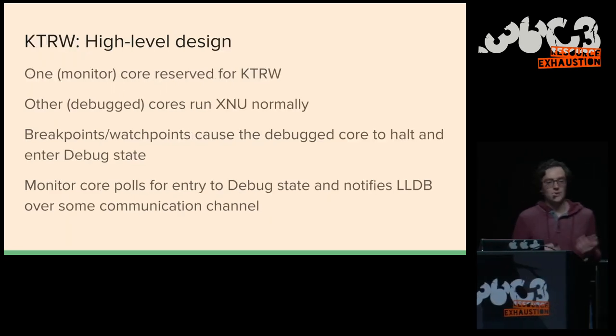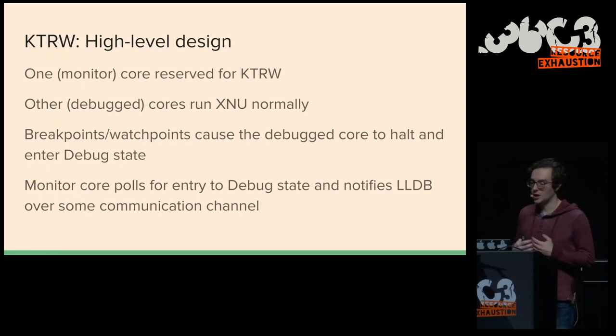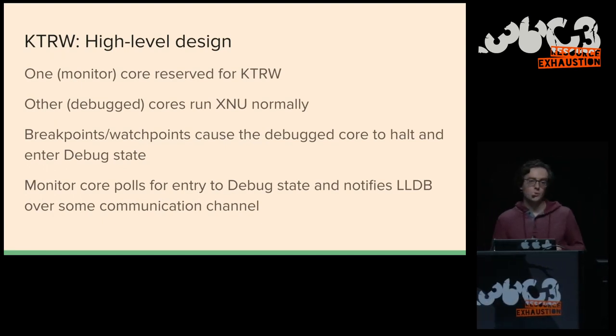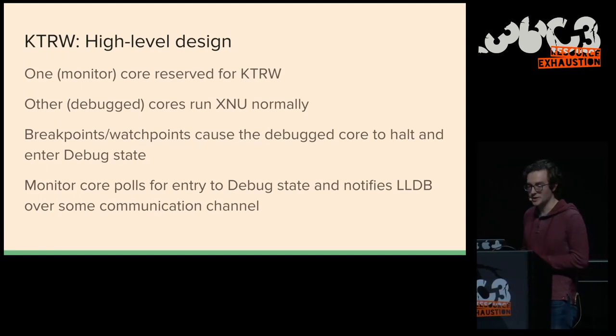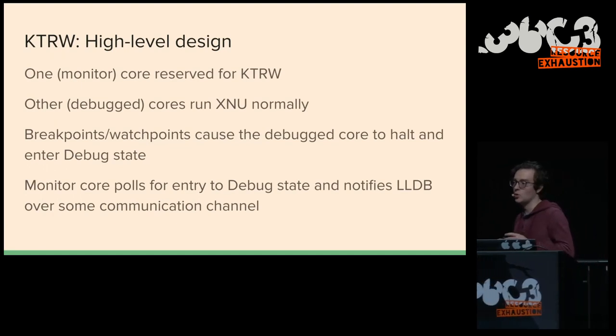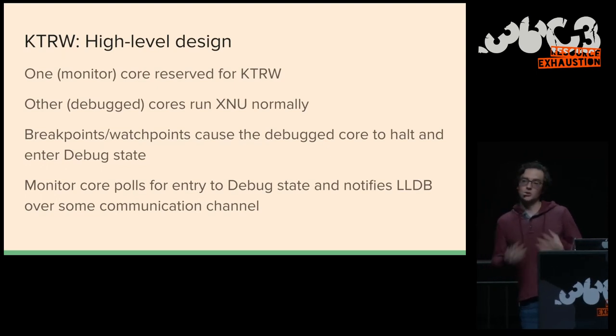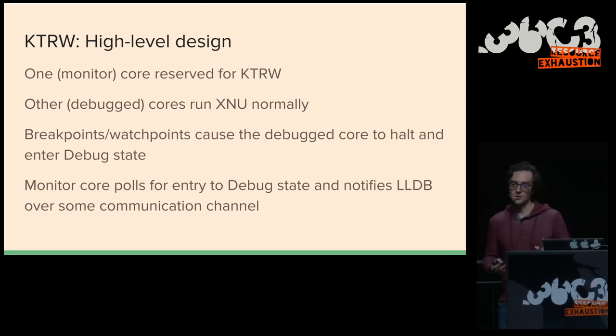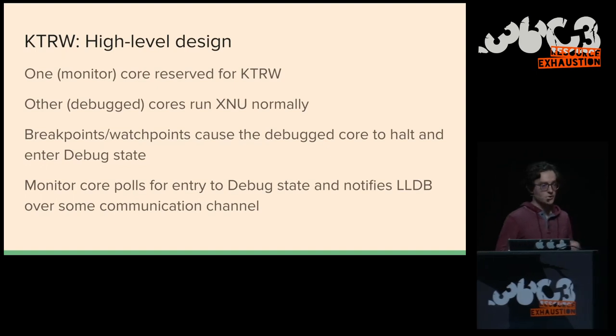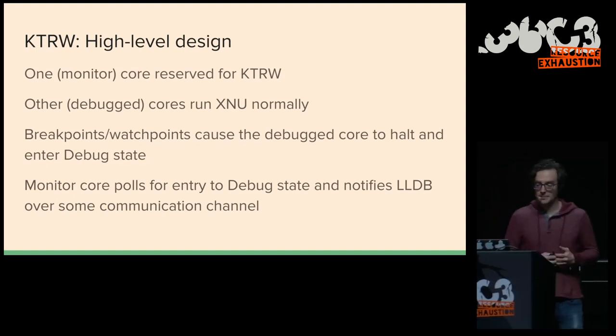And with that, we're now ready to start designing a kernel debugger. So what I eventually settled on was a pretty simple design. I would have one core in the CPU, which I called the monitor core, exclusively reserved for the KTRW debugger itself. So it's no longer going to be running XNU.